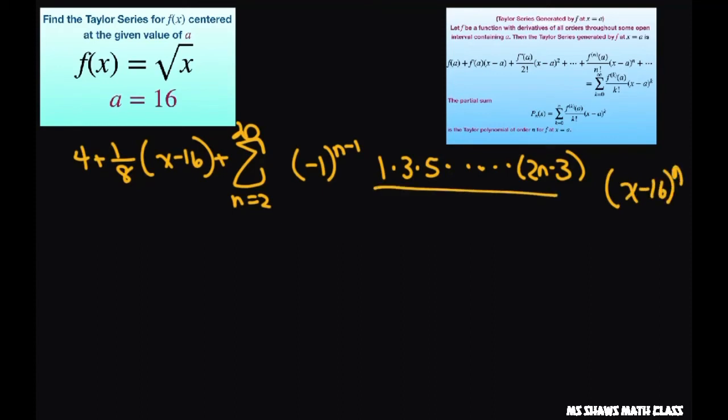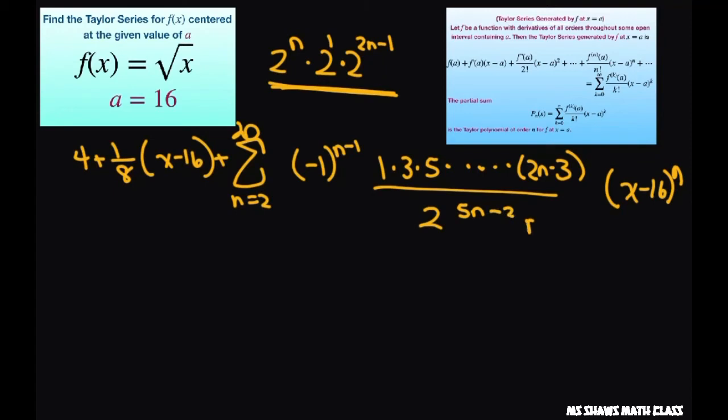And then simplifying that, we had 2n times 2 times 2 to the power of 2n minus 1. So when you have that, that's going to factor to 2, because you can just add all this up. This is going to be 5n minus 2. All right, and then we're going to get times n factorial. All right, hope I got everything.